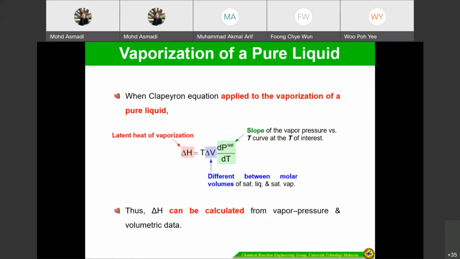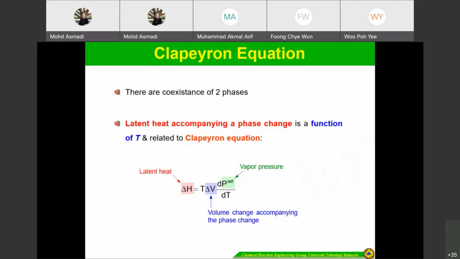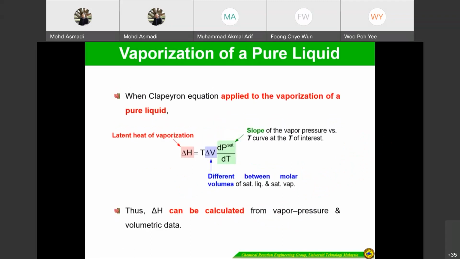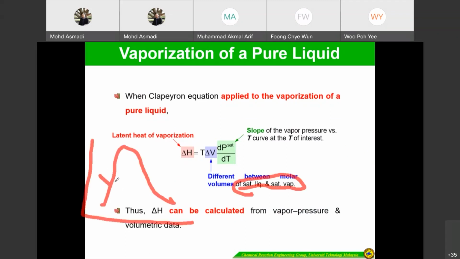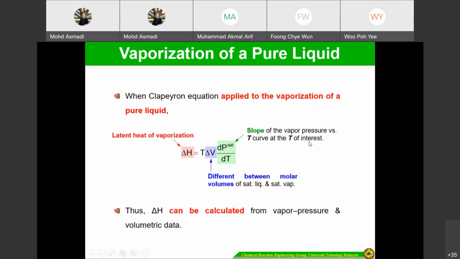So if we apply it to the evaporation of a pure liquid, this one is the latent heat of vaporization, the slope of the vapor pressure, and the difference between the molar volume of saturated liquid and saturated vapor. This is what I already told you. Because for the liquid it's PV, this one is for the liquid and this one is for the vapor, so there is a difference here. For the slope, we use the Antoine equation.